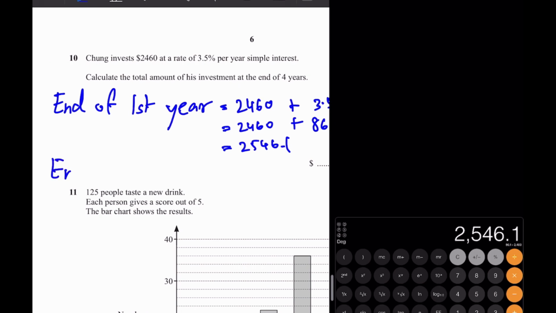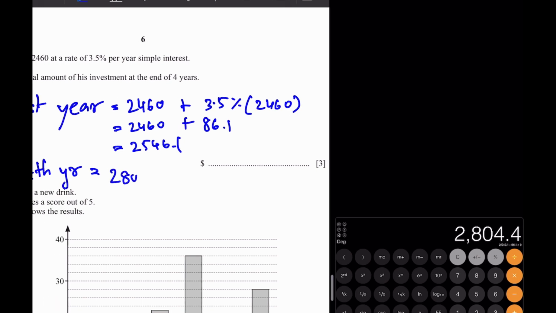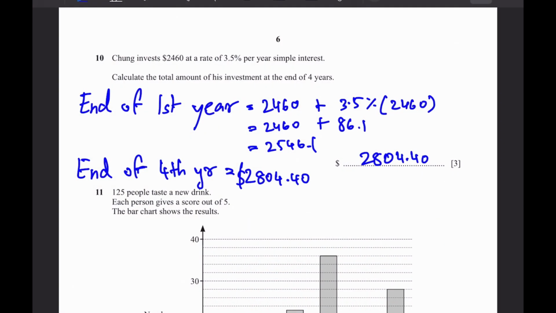And then the end of fourth year, we can find this immediately because the increase is the same the whole time. End of fourth year, we just need to add 86.1 3 more times. Because there's second year, third year, fourth year, which are 3 years. So let's add 86.1 into 3. That's equal to $2804.40. Don't forget the unit. 2804.40. That's the answer. Now, let's put the calculator back and move to question 11.